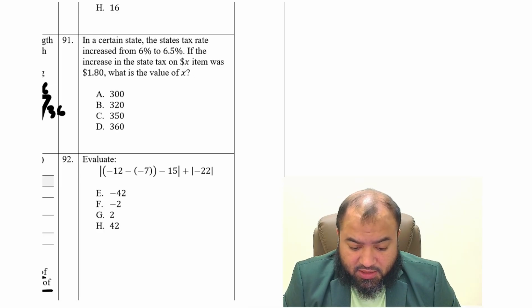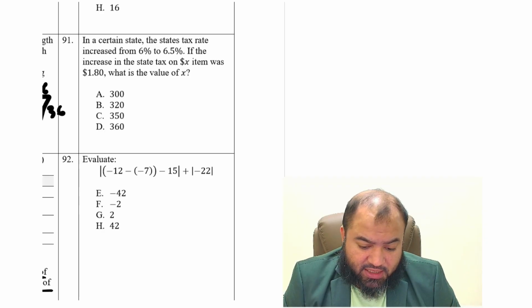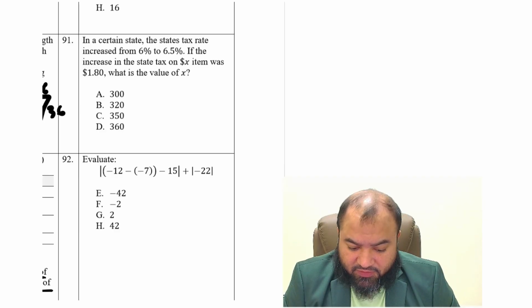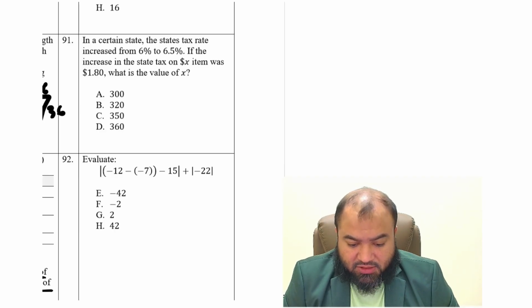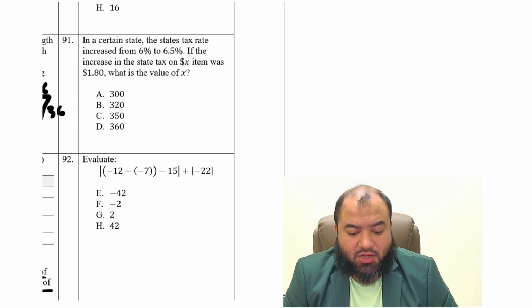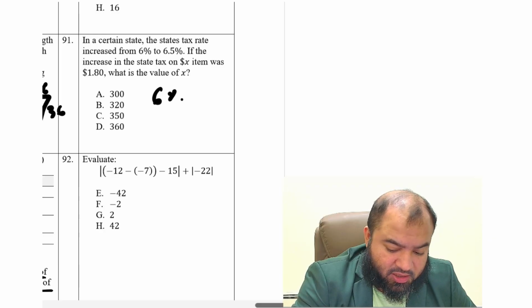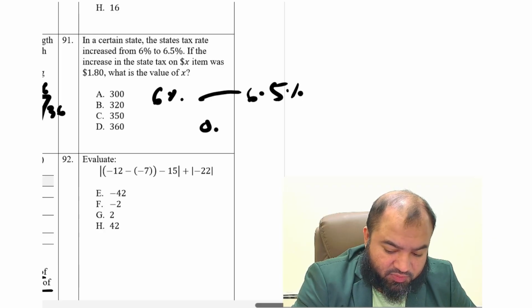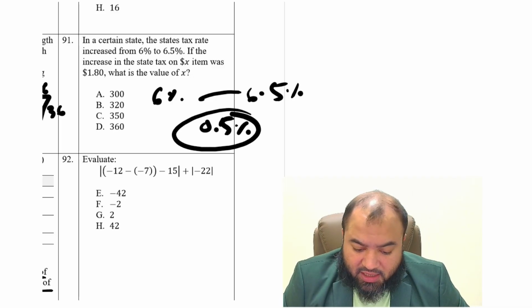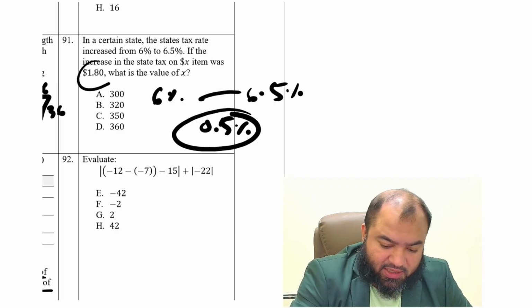So this question's this one. 91 says, in a certain state, the state's tax rate increased from 6% to 6.5%. If the increase in the state tax on X dollar item was 180, what is the value of X? So in a certain state, the state tax rate increased from 6% to 6.5%. That's a 0.5% increase. If the increase in the state tax on X dollar item was 180, so 180 was the increase. Okay, this is an excellent question. The increase is the 180.